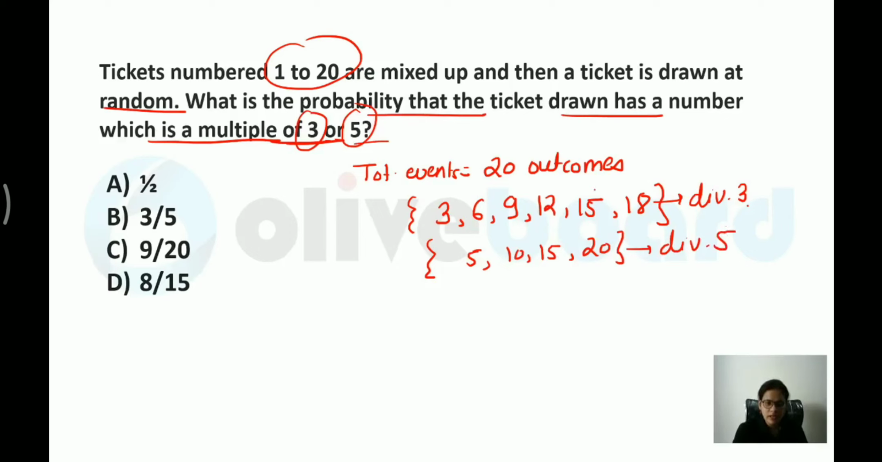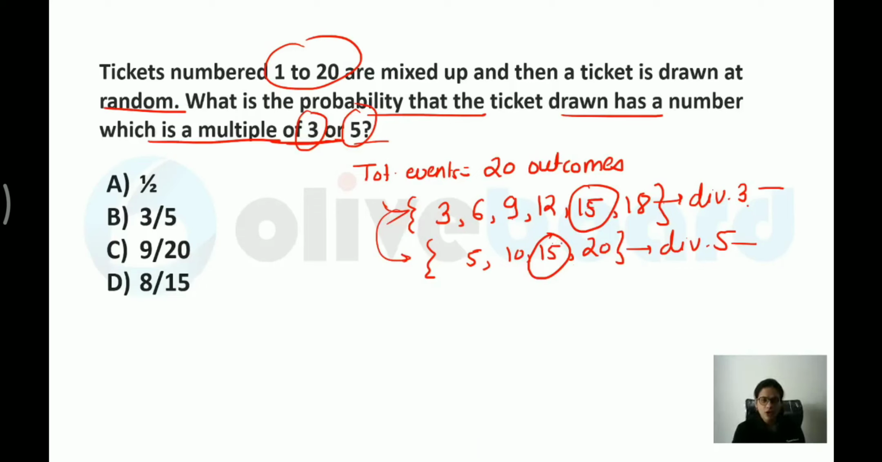Now there is one number which is common. 15 is written between these two values. So these two values are not mutually exclusive, and you cannot directly add this. You cannot add 3 and 3, 6 plus 4, 10. You will get a wrong answer over here, because these events are not mutually exclusive. There is something common between them.